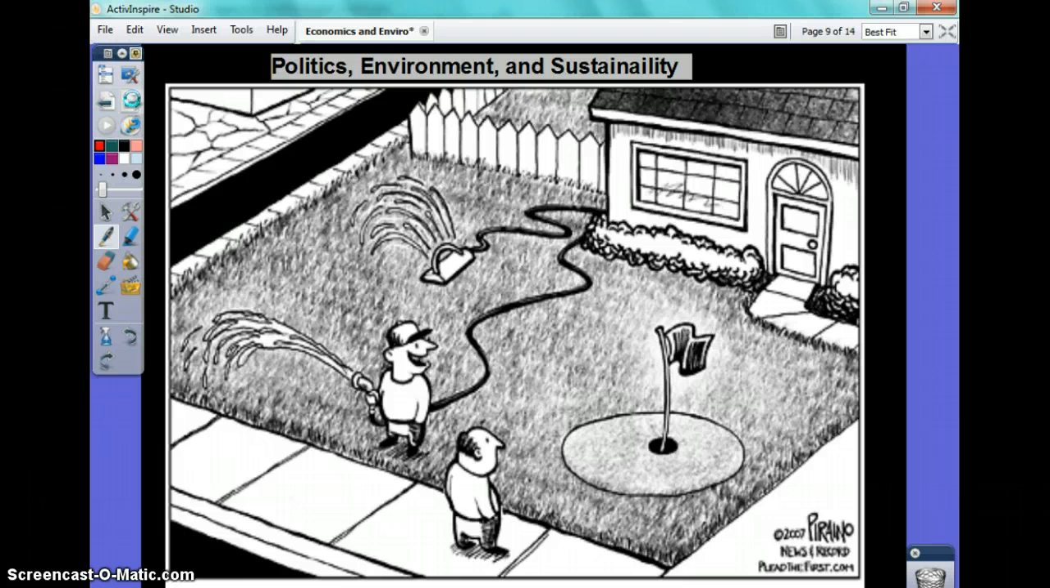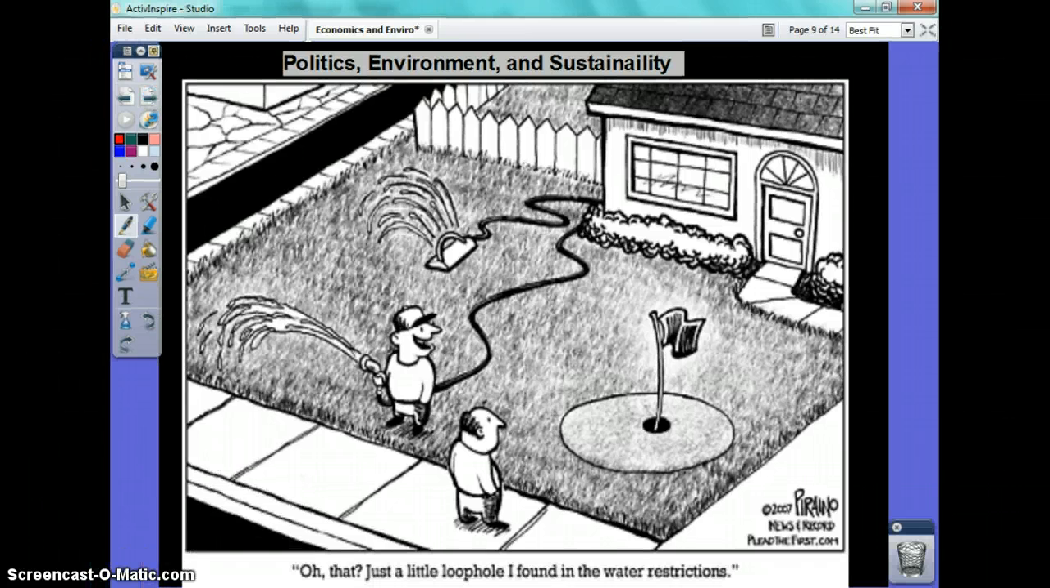All right, so politics, environment, and sustainability continued, and I know there's a cartoon. So that's a loophole I found in the water restrictions. So he turned his lawn into a golf course, and golf courses have to water their lawn, so he's watering his lawn. Environmental or not? You know, I gave a test once.